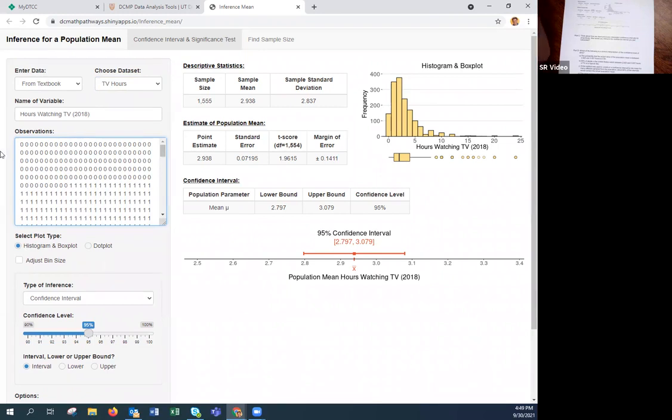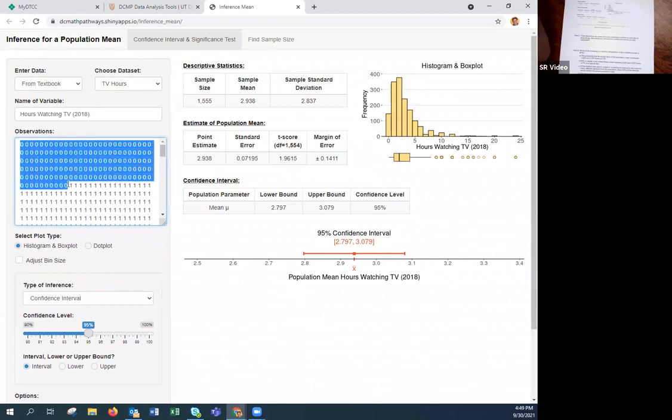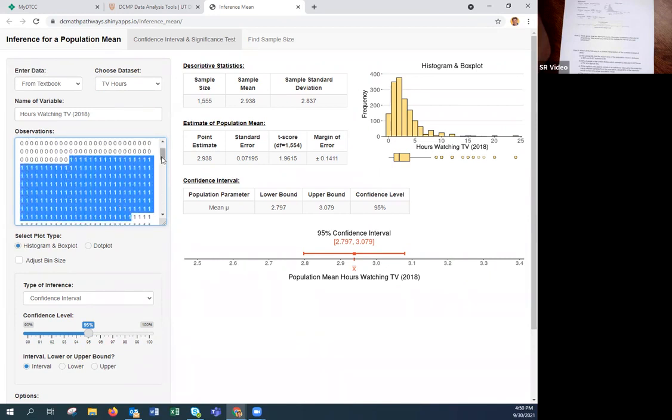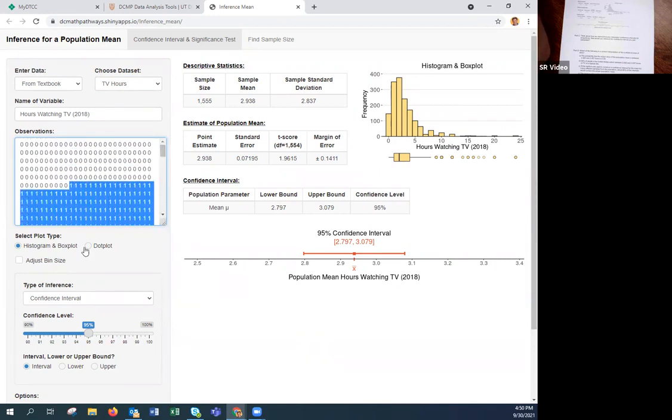Typical day, sorry about that. So these people all watched TV today for 0 hours. These people all watched it for 1 hour and so forth. Okay, so you can see here's a histogram. It gives you the distribution. Most people are watching right around 2 to 3 hours. That's your peak. And there are some outliers: somebody today actually watched 24 hours of TV out of the 1,555 people. So let's talk about this area right here and some of the options you have over here.